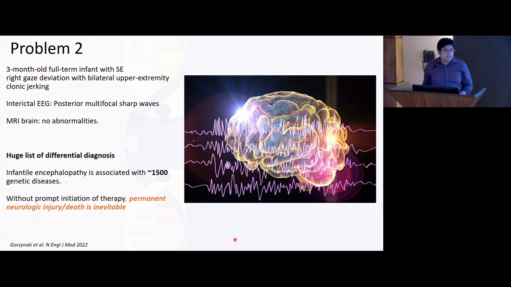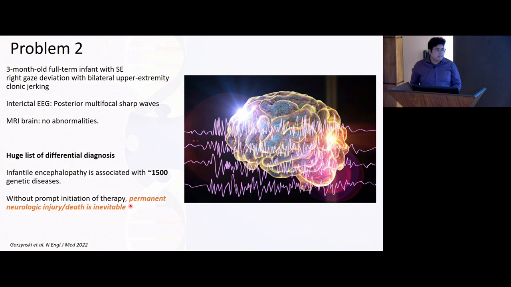So this is a different type of problem. This is problem 2. You can see a 3-month-old full-term infant who presented with an infantile encephalopathy. The problem here is that this has a huge list of differential diagnoses. Almost 1500 genes could be implicated here. And with each passing moment, the child is incurring permanent neurological injury and death is ultimately inevitable.